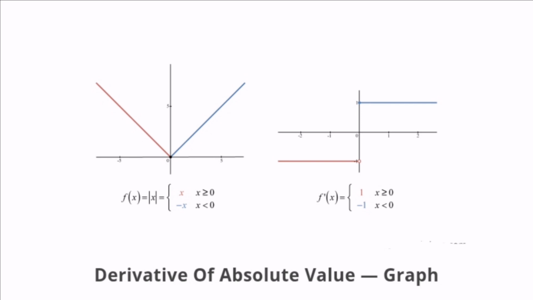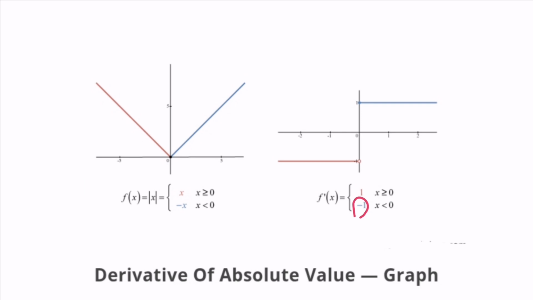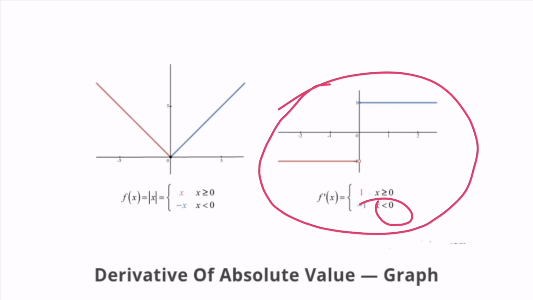So the graph of |x| is like this, but the graph of the derivative function f'(x) equal to 1 when x is greater than or equal to 0 and f'(x) equal to minus 1 when x is less than 0. The graph of this function is like this. This means that the graph of the given function is continuous, but the graph of the derivative function is not continuous.